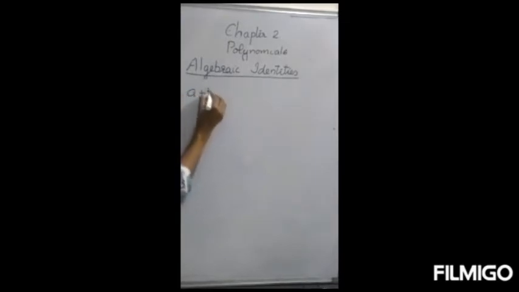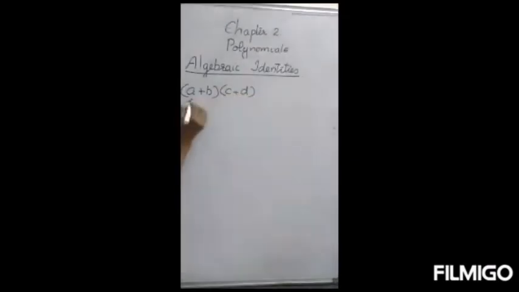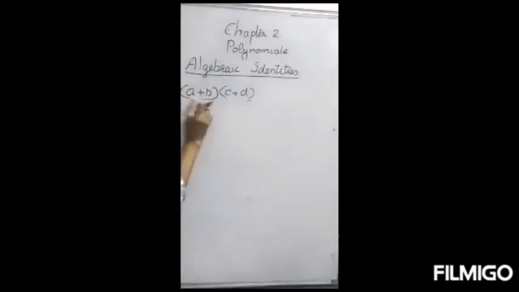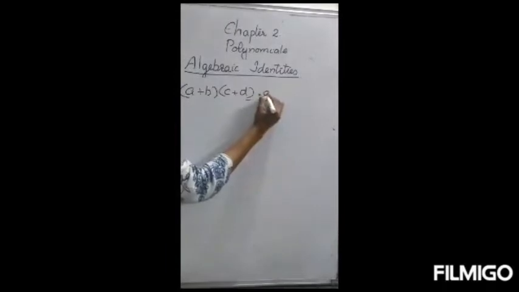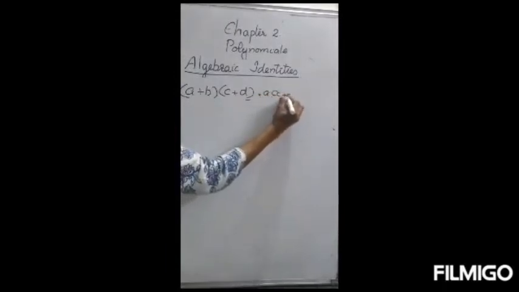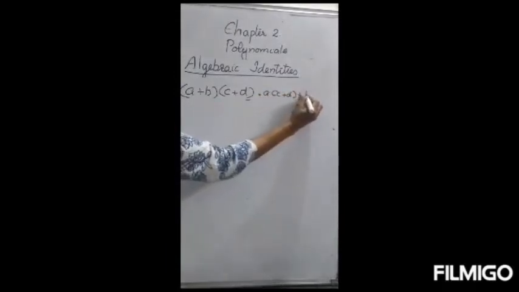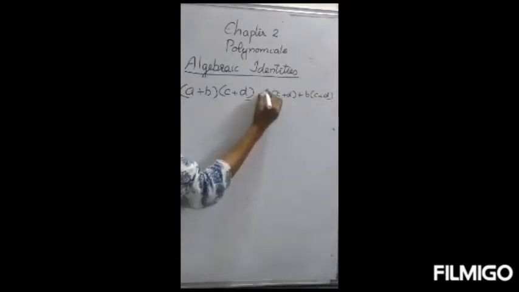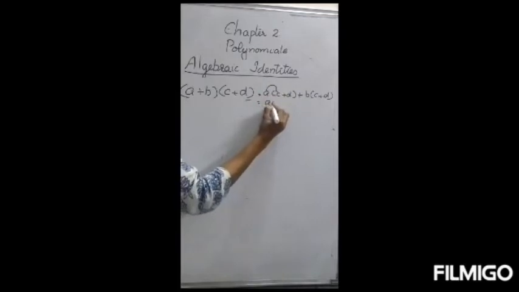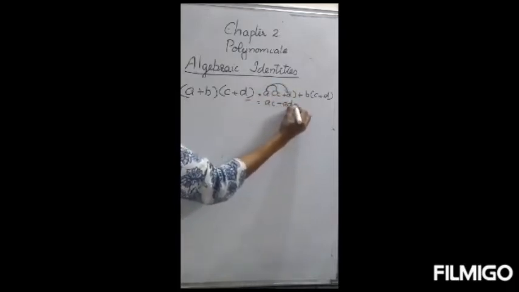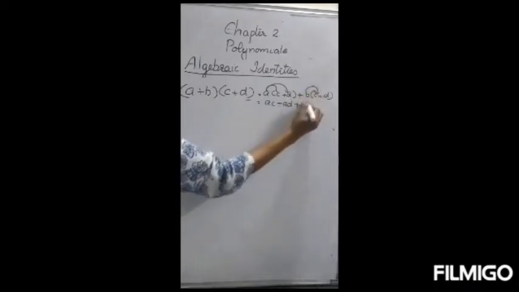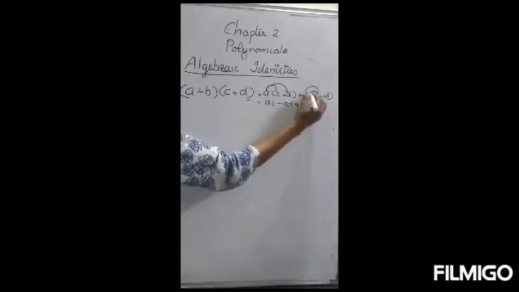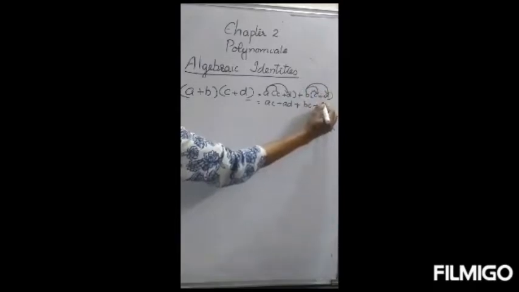(a + b)(c + d). This is binomial into binomial. So it is a(c + d) + b(c + d). That is again ac + ad + bc + bd.